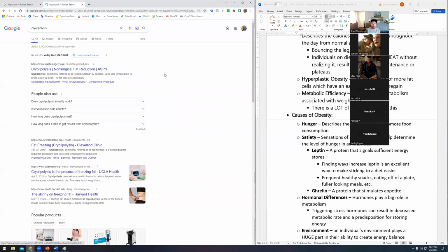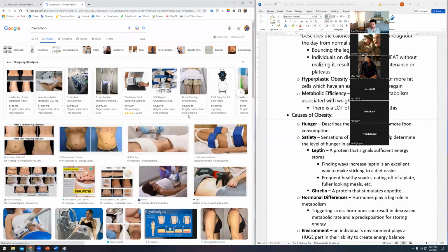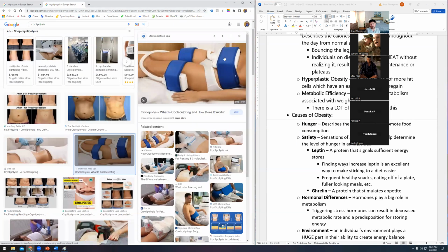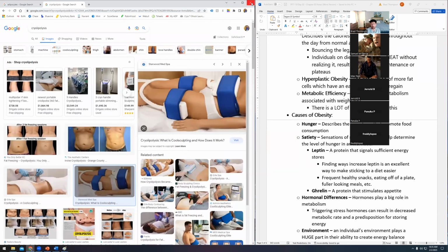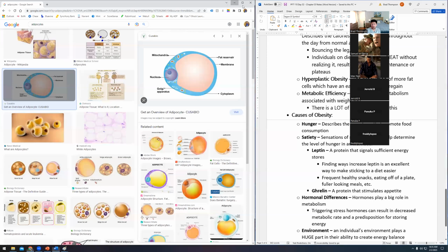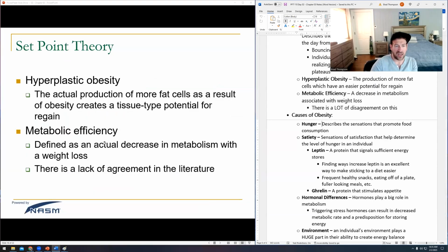This is where someone will actually use machines like this. Have you guys seen the CoolSculpting stuff or Cryo T-Shock? They use machines that drop the temperature low enough that your fat cells actually have their cell walls destroyed. Then your fat cells are destroyed, and your body will clean those out. But that's the only way, or like liposuction, that you're actually going to straight up destroy fat. So that is hyperplastic obesity.